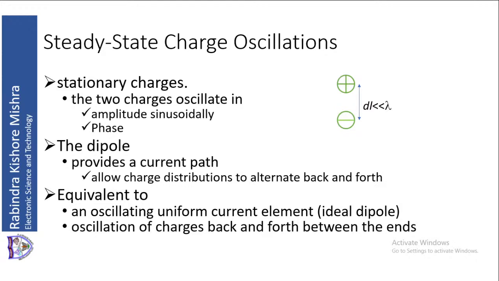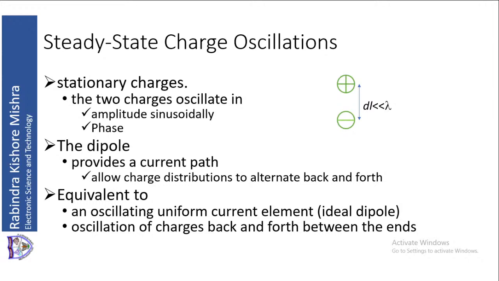Their oscillation is sinusoidal in amplitude and the oscillation is in phase. This is the condition for the two stationary charges. And then consider a dipole. If we consider a dipole, in the dipole we have two charges, two opposite charges.